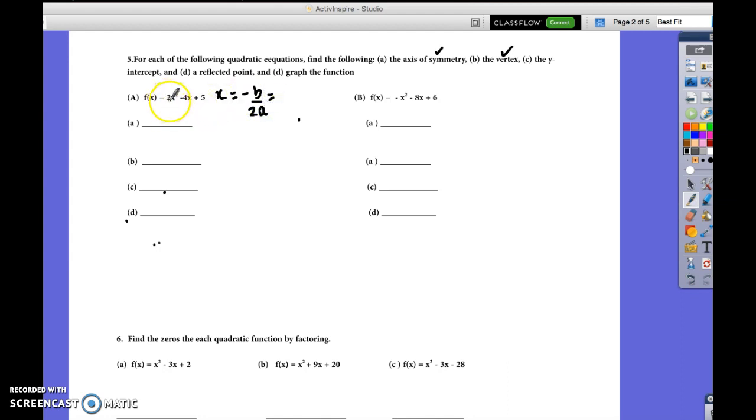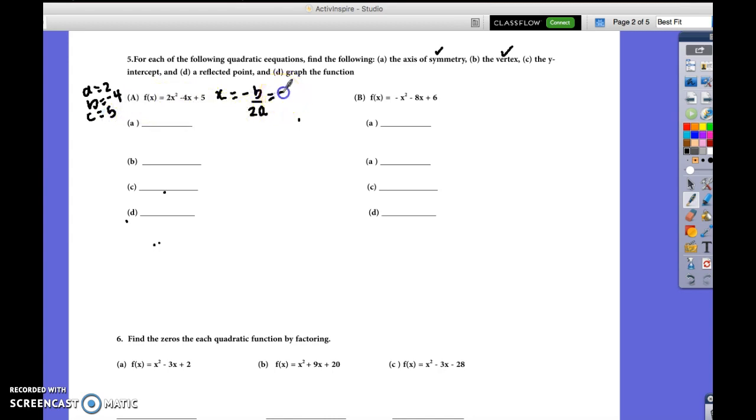So when we look, we find that b is the negative 4. So I'm going to write a is equal to 2. B is equal to negative 4. I think the last time I put 4, but it should be negative 4. And C is equal to 5. Okay? So here we go.